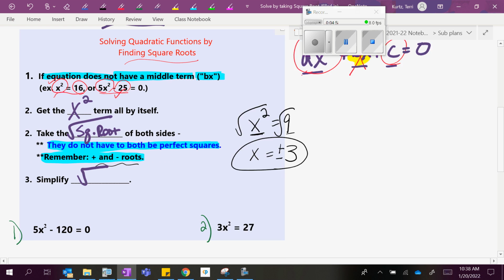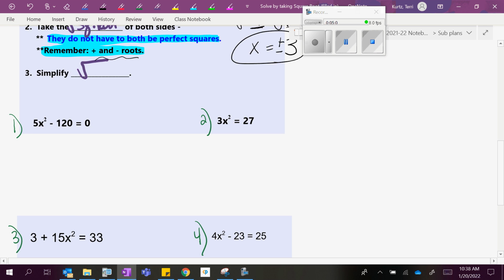Okay, so let's try some of these. We look at this one, and again, first of all, can we use our method? Yes, we can. We have an x squared term and then just a number term. We don't have that bx term. So we can use our method. We need to get the x squared by itself, so we're going to add 120 to both sides. So we get the 5x squared on one side and the 20 on the other. We're going to divide by 5, again trying to get that x squared by itself, and we get x squared equals 24.